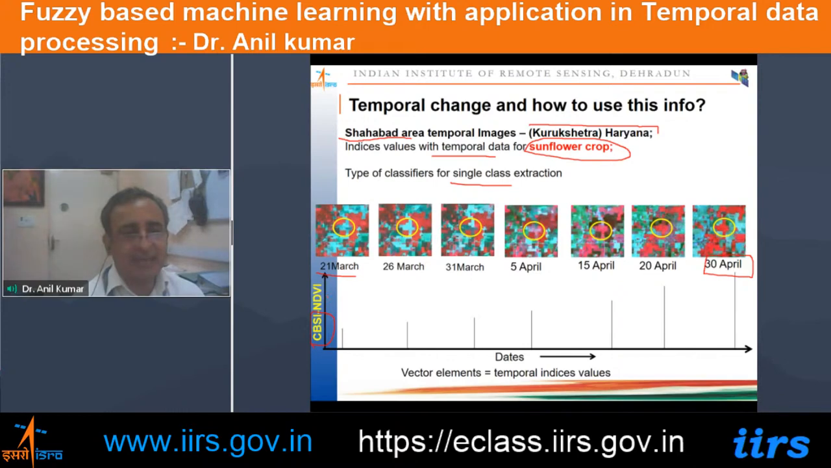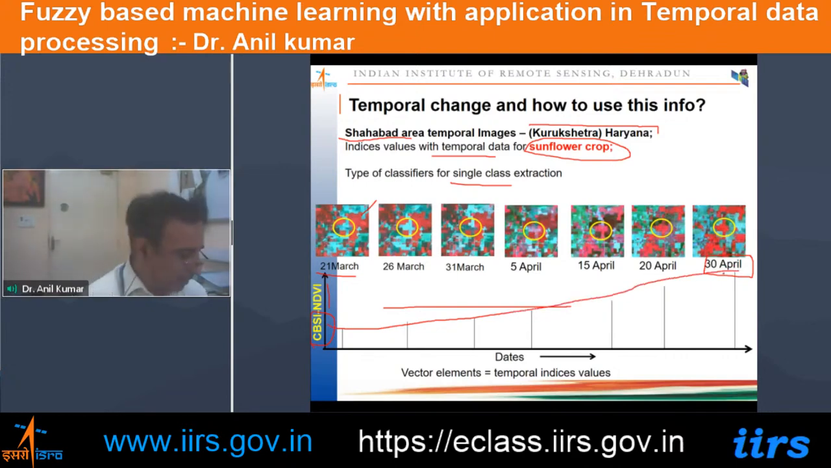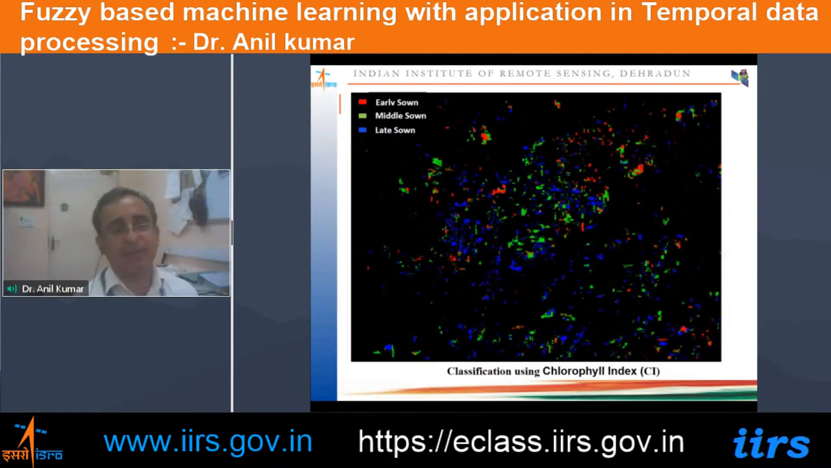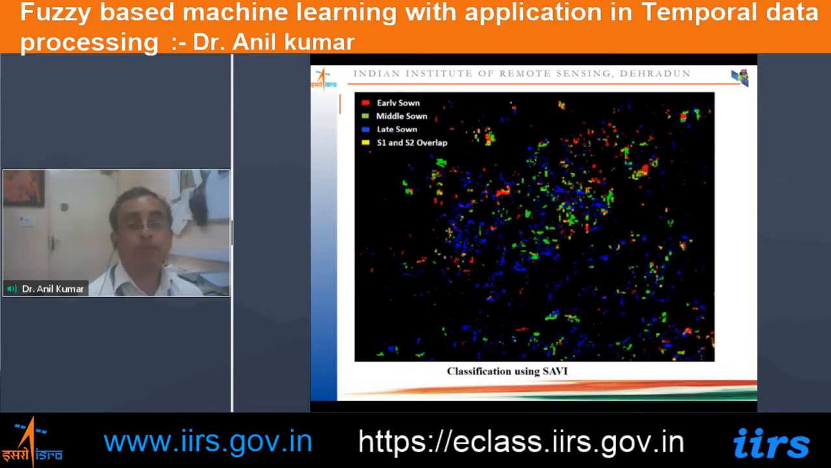And applying this NDVI approach, the spectral information of the Sentinel data has been reduced, but the time domain information has been maintained. So you can see the sunflower pigment may be growing like this with time. So this temporal curve, these temporal phenological changes we can incorporate, and you can have subclasses here like early sown sunflower, middle sown sunflower, and late sown sunflower. You can map them, and you can see some overlap also between S1 and S2.